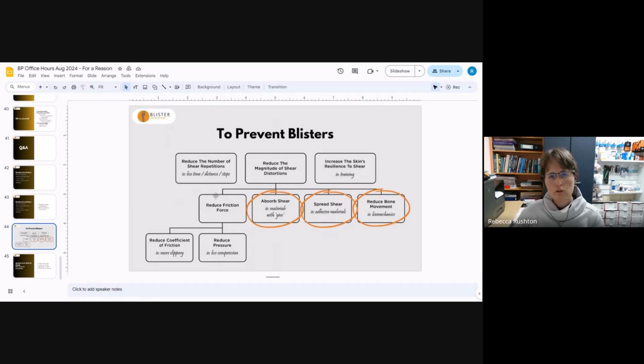And the one that you choose will depend on the anatomical location. You've got to get the best fit for the anatomical location. And if you need help with that, Blister Prevention University is where I outline all of the ins and outs, how preventions work, which anatomical locations benefit most from which preventions and all that kind of stuff.